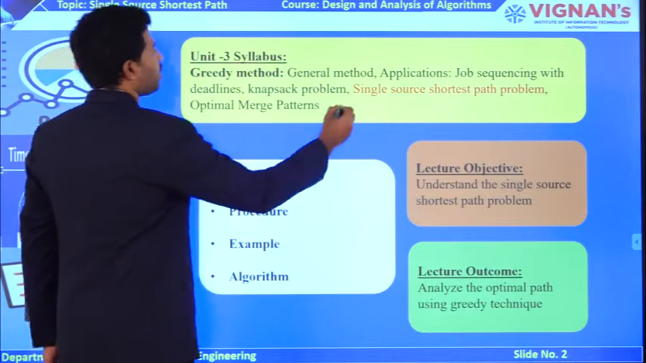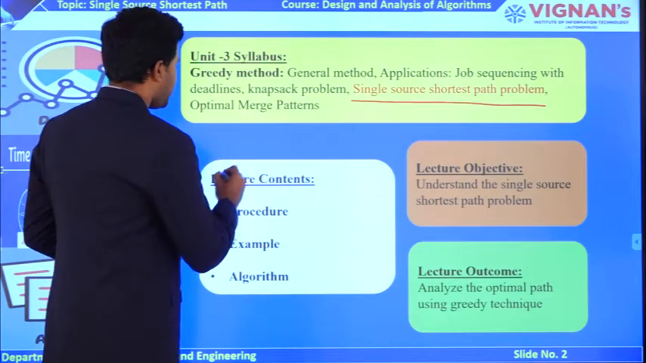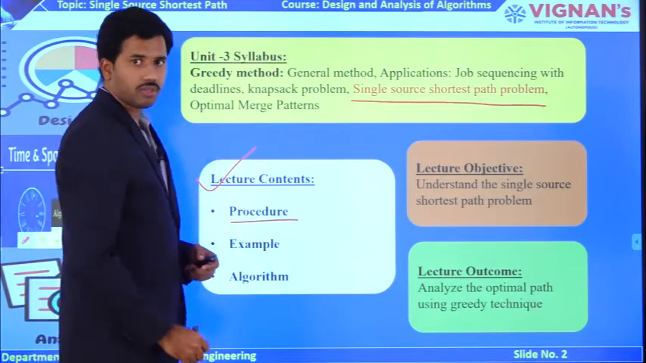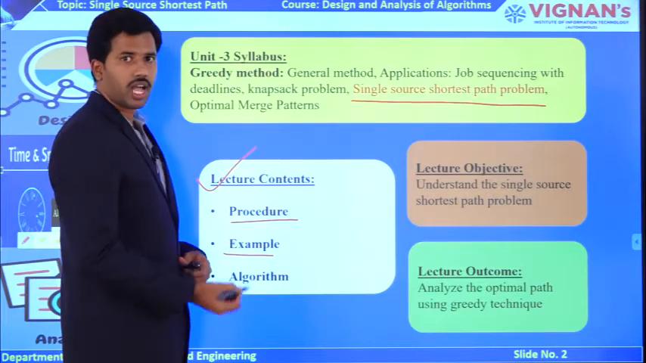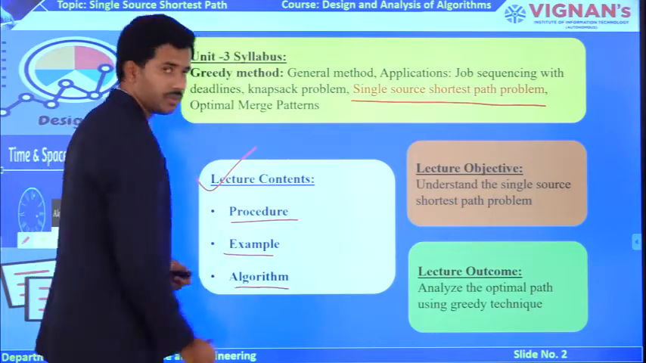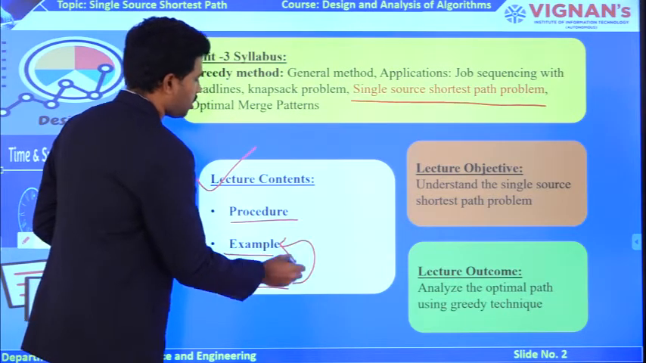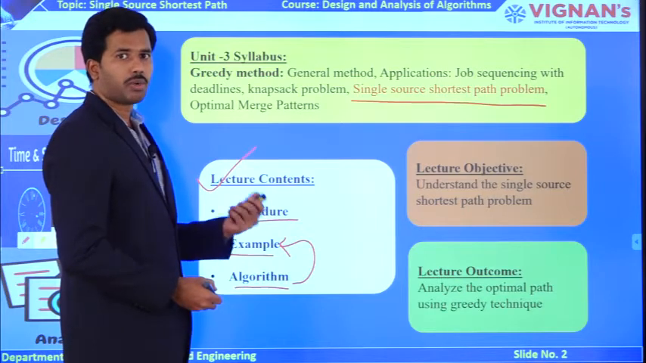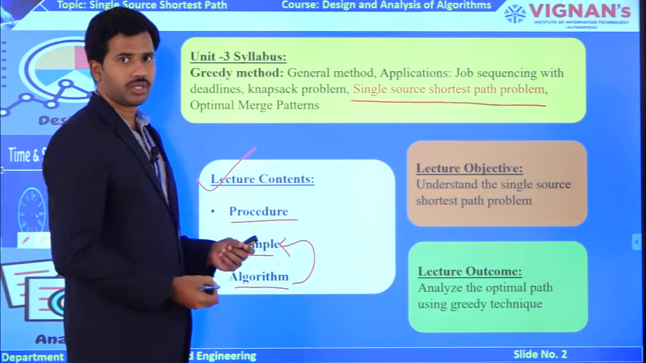In today's class we are covering this concept, single source shortest path. The main contents we are covering in this lecture are the procedure of the single source shortest path problem, followed by one example as well as analysis and the algorithm. With the help of the single source shortest path algorithm, we will trace one example of how it is possible to find the optimal path if you have a single source and n minus 1 destination vertices.